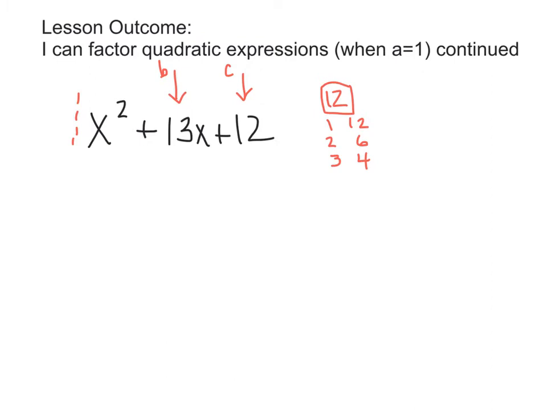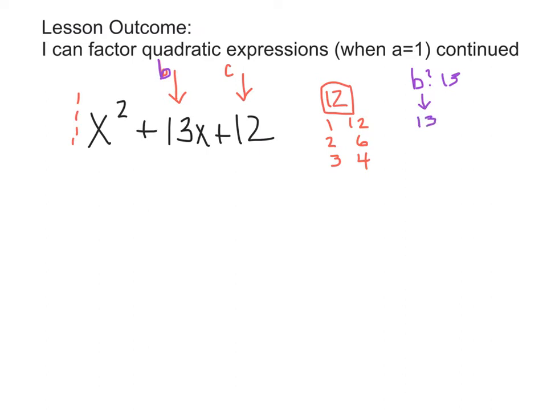Now we're going to look at our b value. Let's maybe turn this b into a purple b here. We are going to find out which of these equals our b value of 13 when we add the factor pairs. So remember, that means 1 plus 12. We'll write our answer here. 1 plus 12 is 13, and that is actually the number we're looking for.